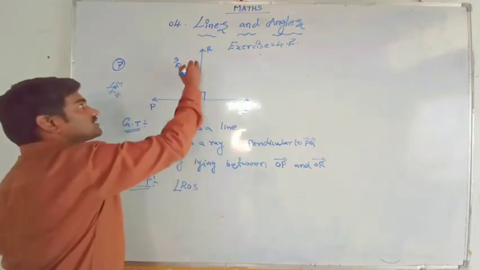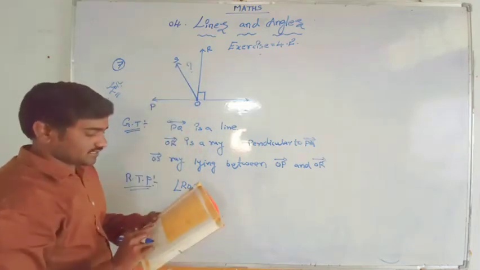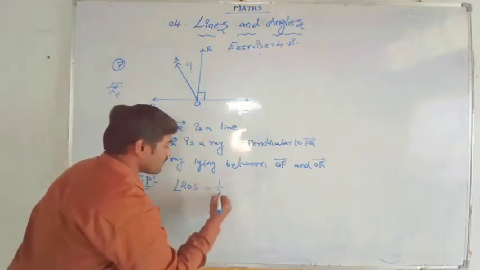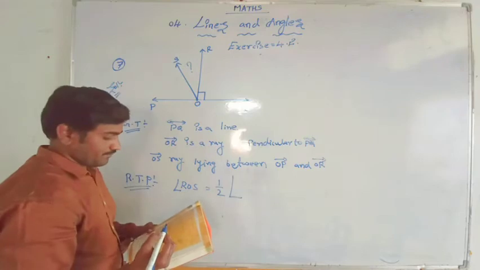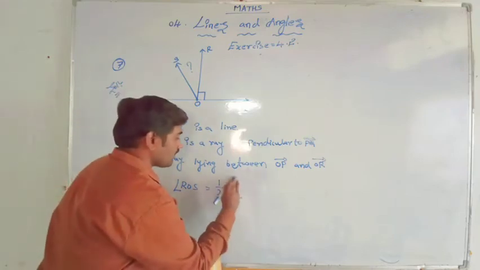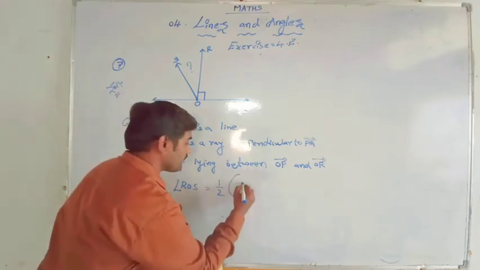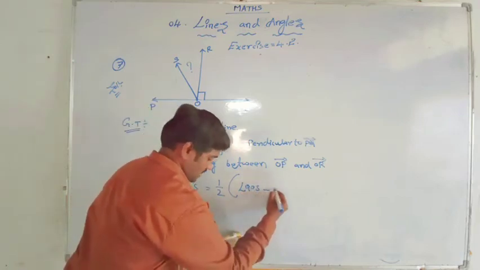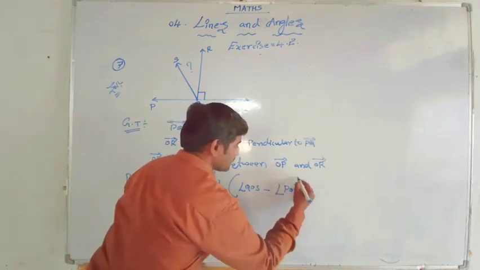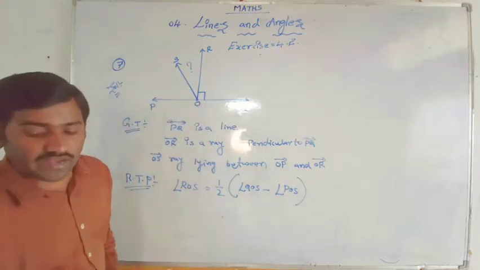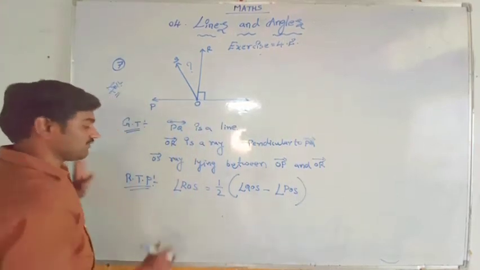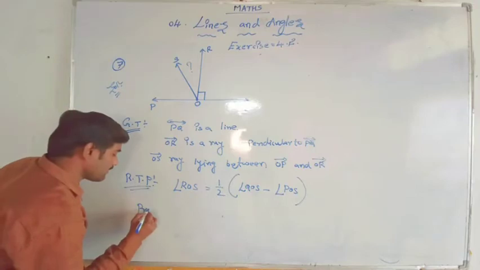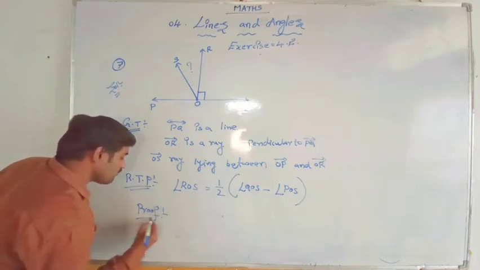This angle ROS is equal to 1/2 of (angle QOS minus angle POS). Very simple and easy one. You need to listen very carefully. That's it. Let's find out the proof of this now.